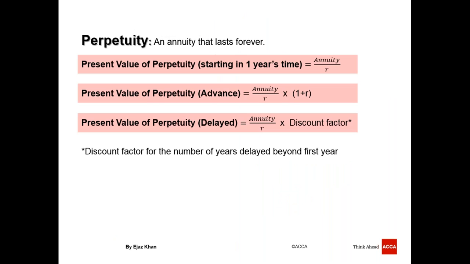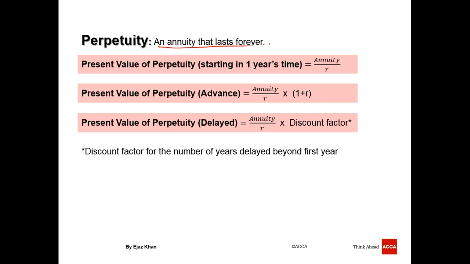Okay, let's move forward. So let's move towards perpetuity. Well, a perpetuity is an annuity that lasts forever. For example, if you buy shares of a company, you will be receiving dividends for an indefinite period of time. You will be receiving dividends till you hold the share. So the number of dividends that you are going to receive will be indefinite. So in case you are receiving cash inflows for indefinite period of time, such annuity is called perpetuity.